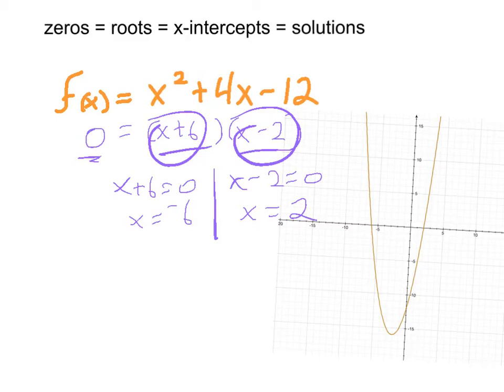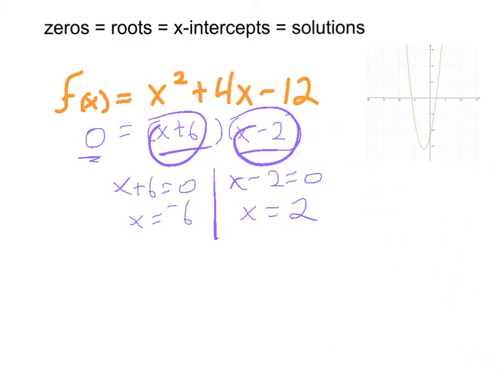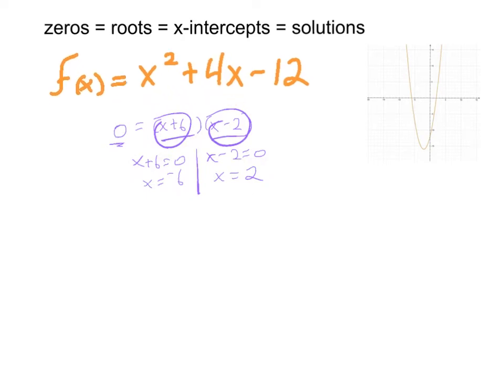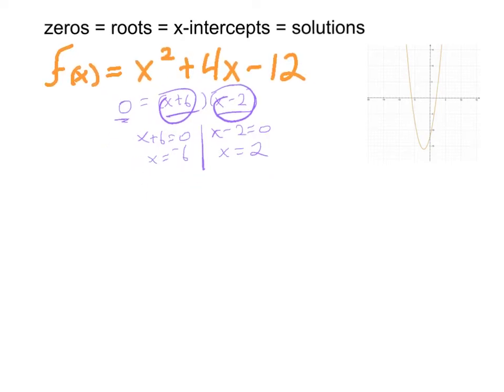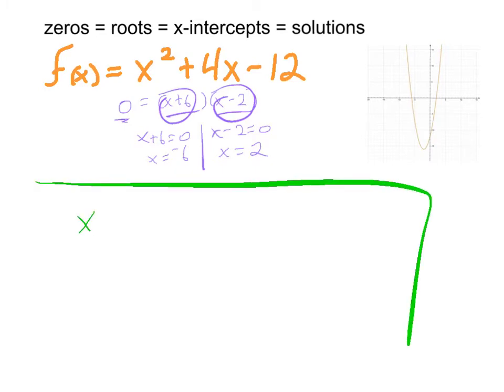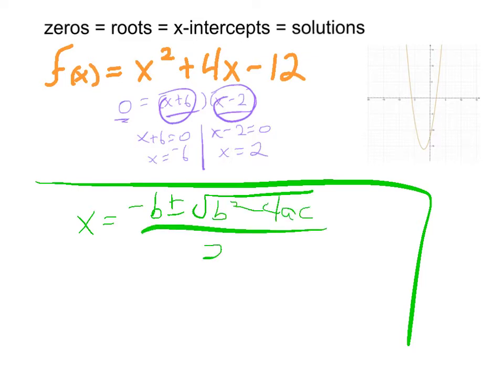Alright, so what if it's not that easy? What if it doesn't factor so nicely? What do we do? You might remember, hopefully you do, the quadratic formula. Let's do the quadratic formula. It is x equals negative b plus or minus the square root of b squared minus 4ac all over 2a. Ta-da! I sang it. Okay? So it's sloppy, but here we go. The whole thing is over 2a.